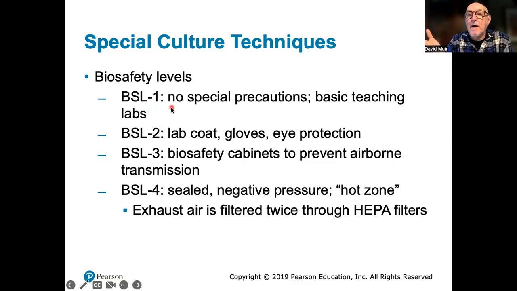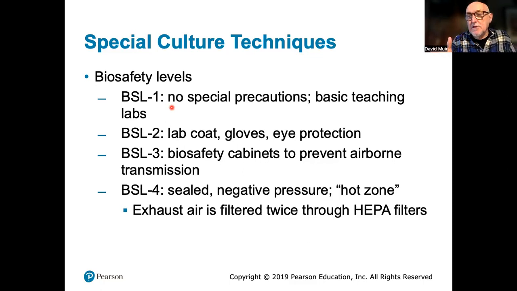BSL1, this would be your typical biology lab, for example, where you're not dealing with anything pathogenic. Anything you deal with is going to be fixed or harmless, and there's no need for serious precautions beyond common sense. BSL2, this is your teaching microbiology lab. There may be occasional bacteria which could be pathogenic, but their pathogenicity is very low, and using normal aseptic techniques is sufficient to protect personnel from infection.